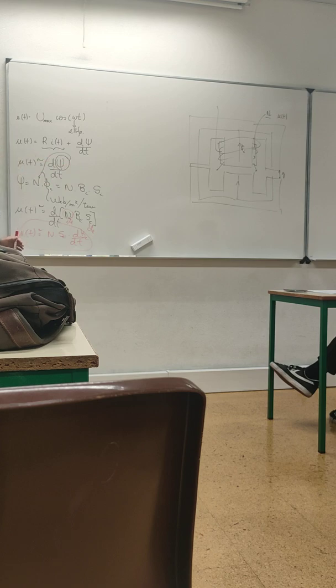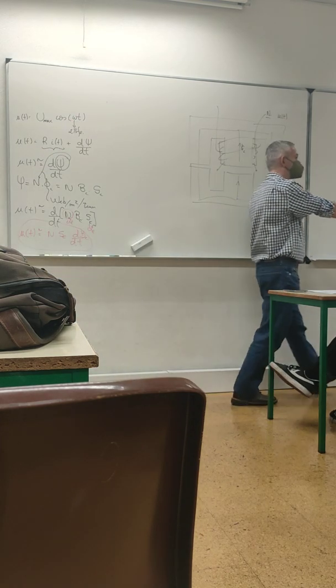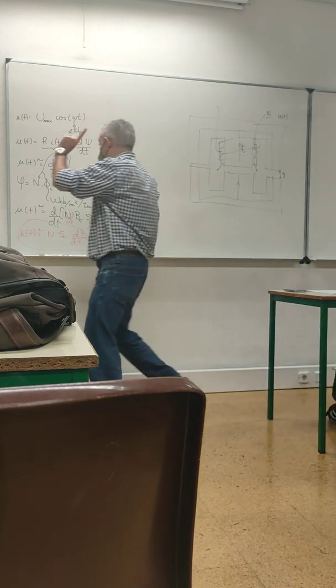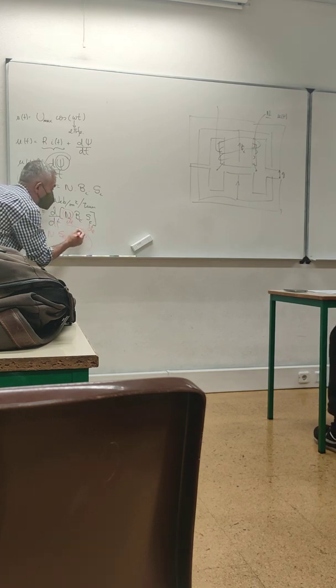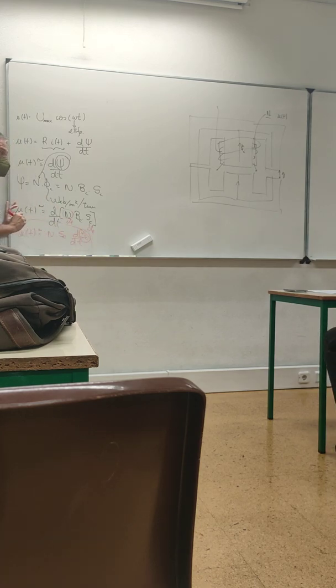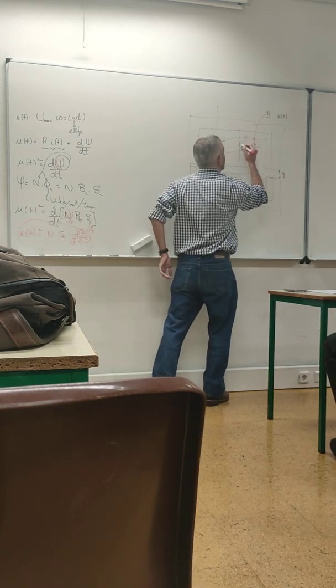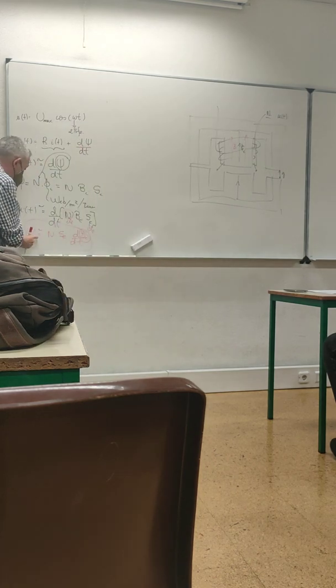Et voilà. But why do you know the current? You want to know what is the value of the magnetic flux density here, the B field. But what I know is I'm imposing the voltage.